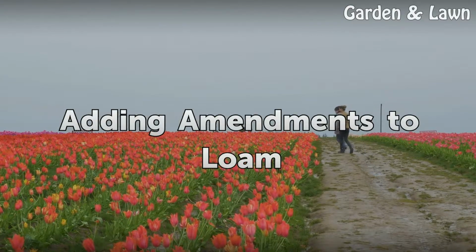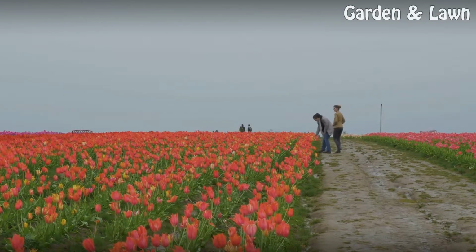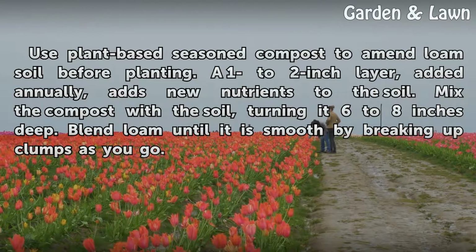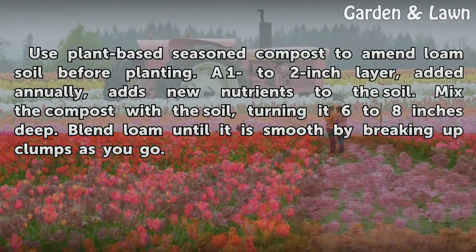Adding amendments to loam. Use plant-based seasoned compost to amend loam soil before planting. A 1 to 2 inch layer, added annually, adds new nutrients to the soil. Mix the compost with the soil, turning it 6 to 8 inches deep. Blend loam until it is smooth by breaking up clumps as you go.